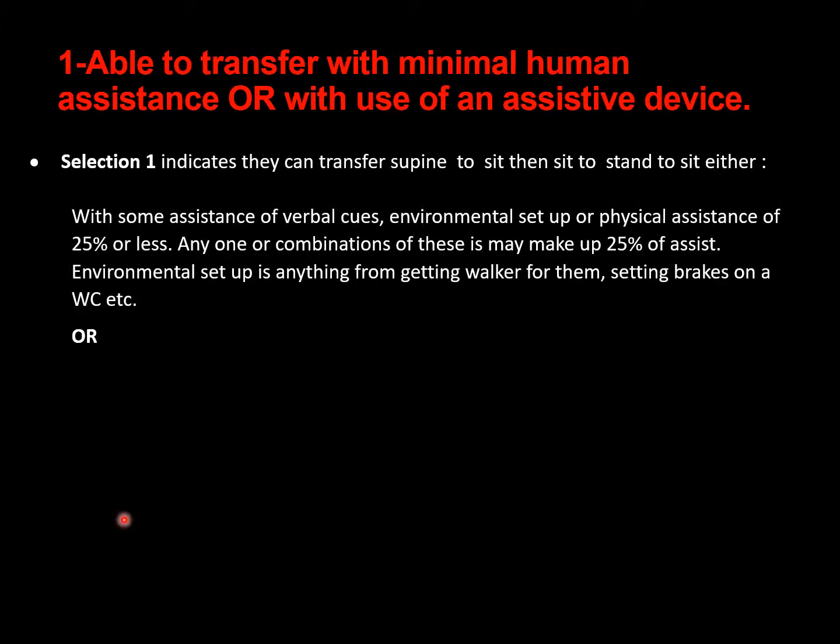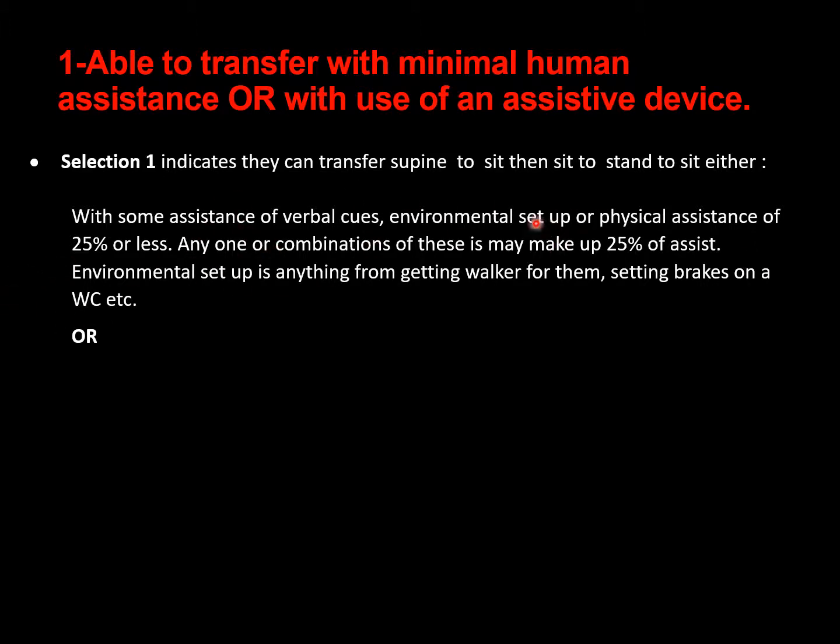So selection 1 indicates that either they have some assistance, again, can be verbal cues, environmental setup, physical assistance, of 25% or less. They do indicate a level here. But listen to this. Any one or a combination of these may make up 25% assistance. Environmental setup is anything from getting the walker for them, setting the brakes in a wheelchair, etc. So keep in mind that you may do 10% of verbal cues and 10% of environmental setup and then 10% physical assistance.